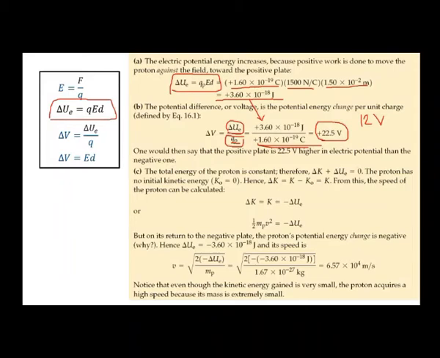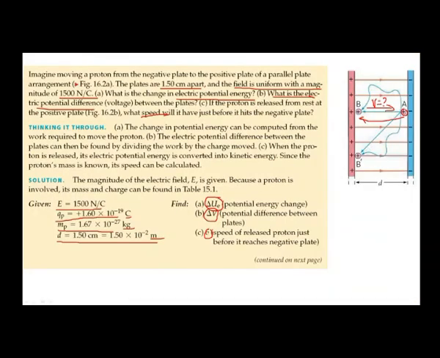If we go back to here, we can say that in terms of voltage, this one has a 0 volt potential, and this one right here is positive 22.5 volts. You follow? So the potential difference between them is 22.5 volts.